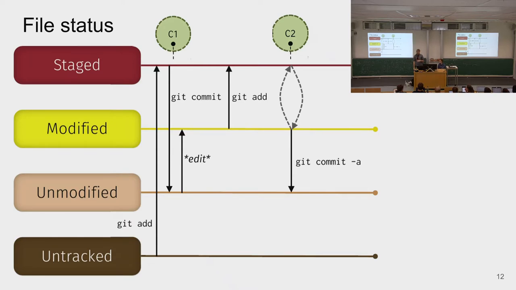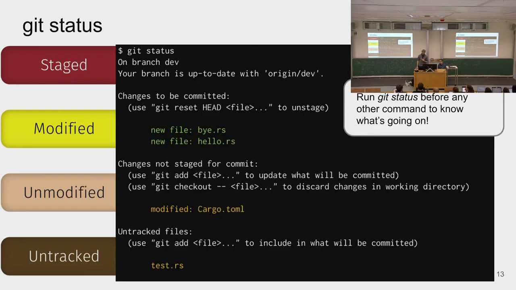Okay, and how can you figure out the status of a file? Well, the command is git status, and at least for me, git status is literally every other command. I make something, I want git status, I make something, I want git status. And git status, like I said, will tell you which of these stages your files have.